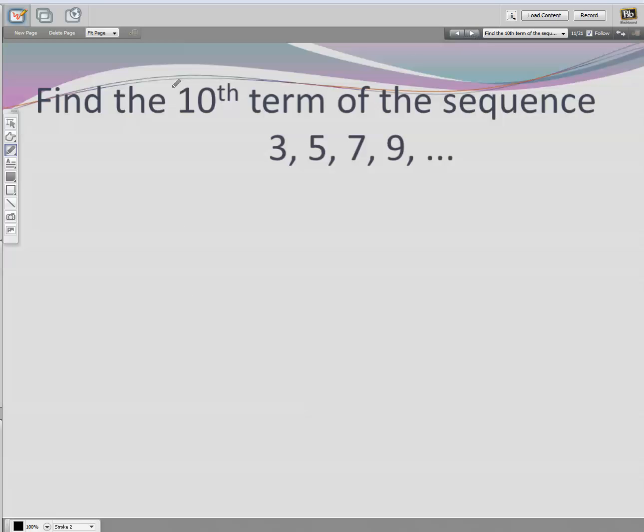Okay, let's find the 10th term of our sequence. So now we need to create an explicit formula to help us find the 10th term. So we need to know what a sub 1 is. So that's your first term, so that is 3. We need to know the common difference, and that is what we're adding or subtracting each time. So here we're adding 2, so the common difference is 2. And we are looking for the 10th term, so n would be 10.